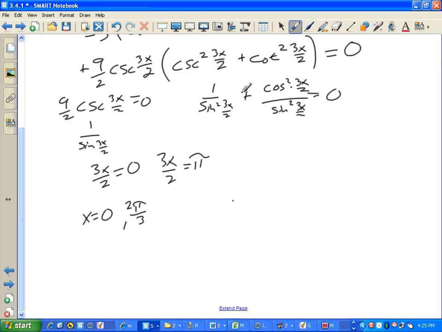I can multiply both sides by sine squared to get rid of my denominator. So I'm asking, when does 1 plus cosine squared of 3x over 2 equal 0? If I solve this, I'm going to subtract the 1 over and then square root. And I'm square rooting a negative, so it's never going to be 0 because the only answers I'm going to get are imaginary answers. So it's never going to be 0.